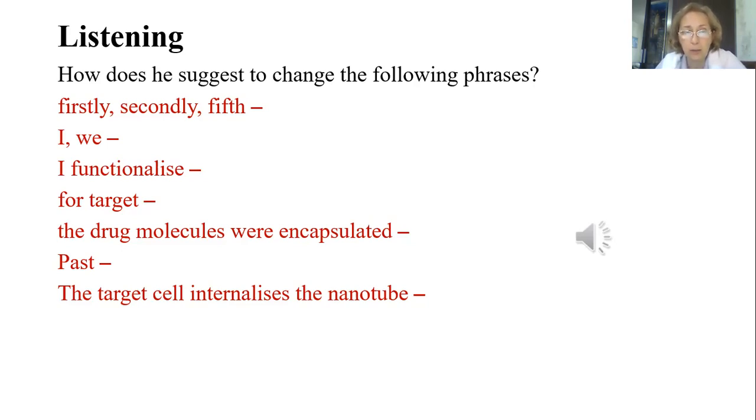And the last one, the target cells internalizes the nanotube. This one is correct, but she has some extra words. She was also thinking about changing it into the passive voice. Right. But he suggested to leave it the same way, but there were some unnecessary words, and he just removed them, as I understood. So some words that they don't need, right?